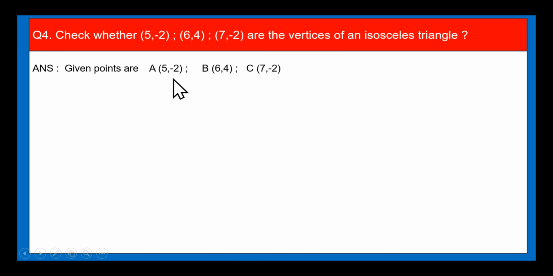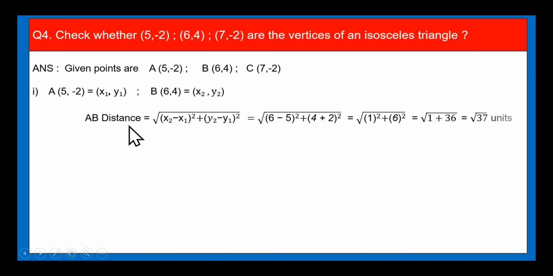The length of the side AB is nothing but the distance between the points A and B. As we know the formula to find the distance, we can find the length of AB. Let us consider the first point A (5, -2) as (x1, y1), and the second point B (6, 4) as (x2, y2). The distance AB is equal to root over (x2 minus x1) whole square plus (y2 minus y1) whole square.